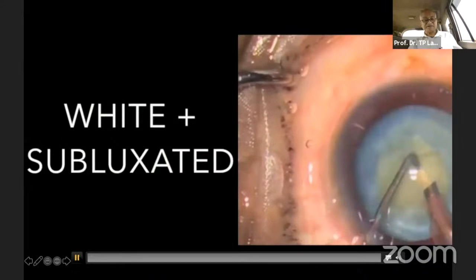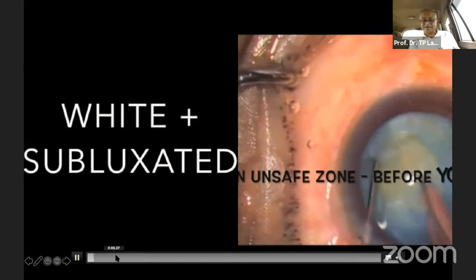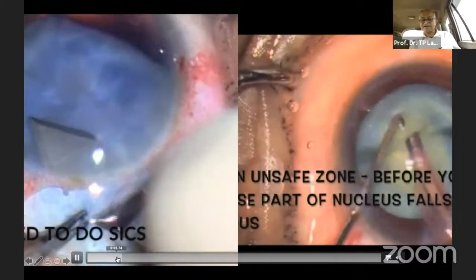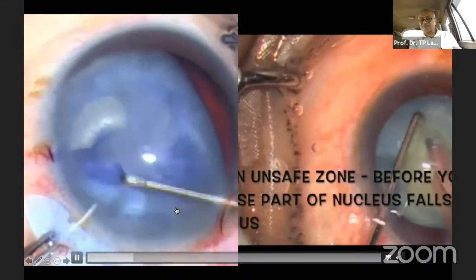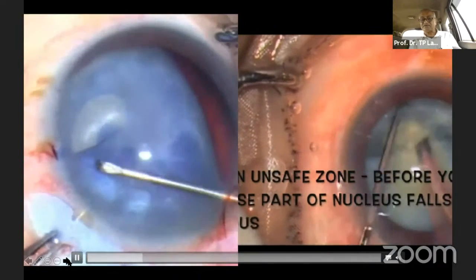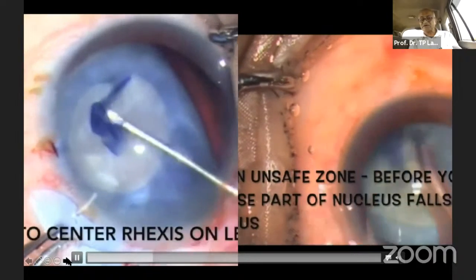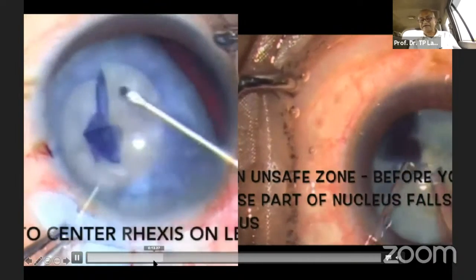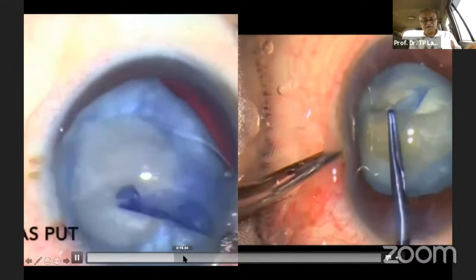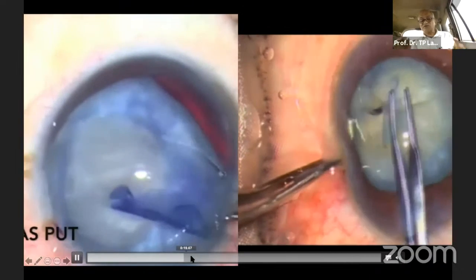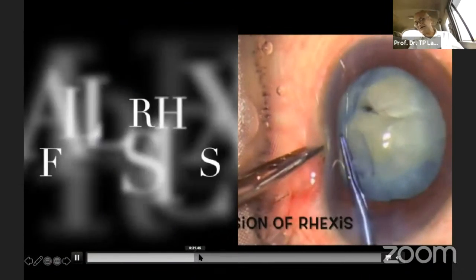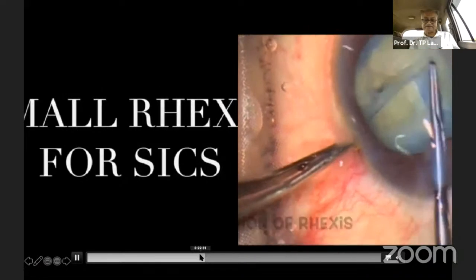Now what happens? Here I am doing a wide subluxated cataract, and on the other side you will see the other type of cataract that I am doing. Can you see this? So I am doing two cataracts, and you can see here how I am using the ring. Just now you have seen the subluxated cataract.